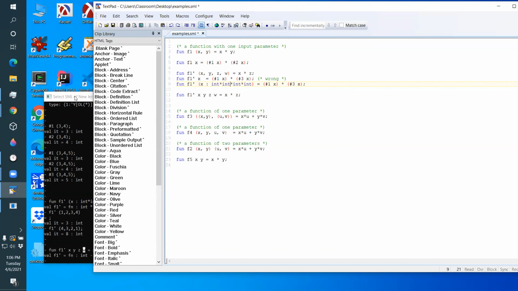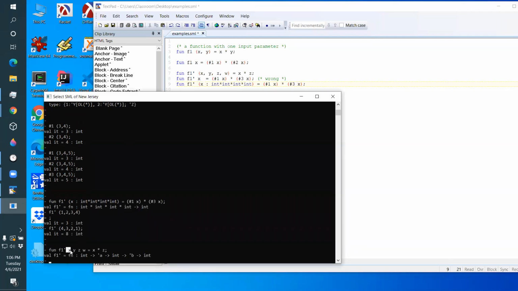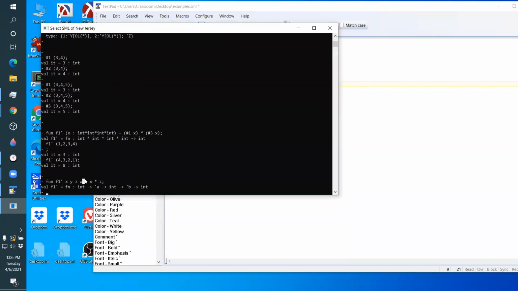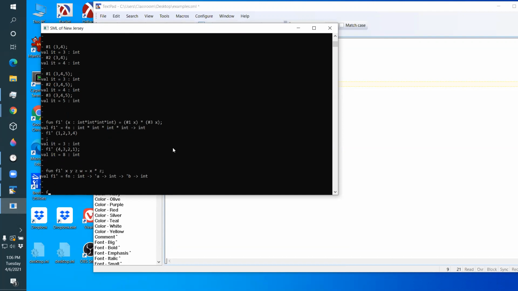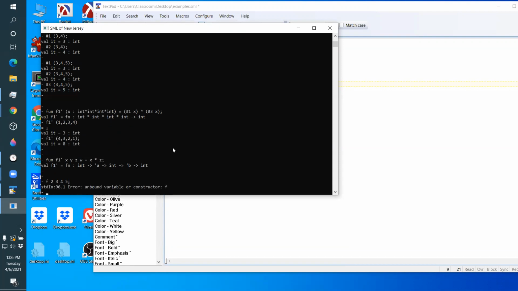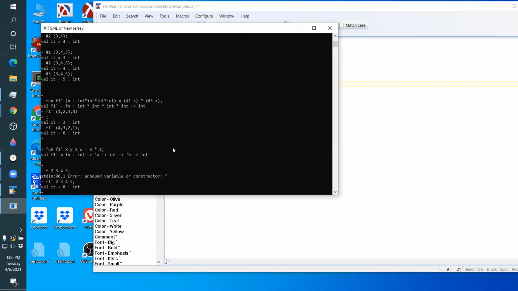But if I do it this way, as a curried function with 4 inputs, and I don't give types to the inputs, ML makes it polymorphic. So now f of 2, 3, 4, 5 is going to multiply the first and third of them. Whoops, oh, it's f1 prime. It multiplied the first and third of them. 2 times 4 is 8.